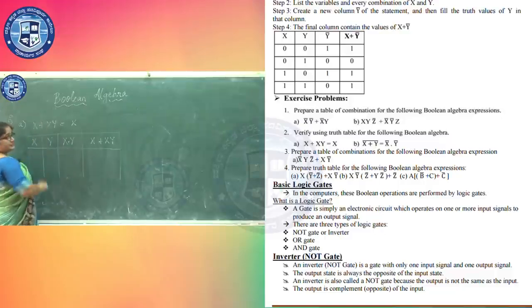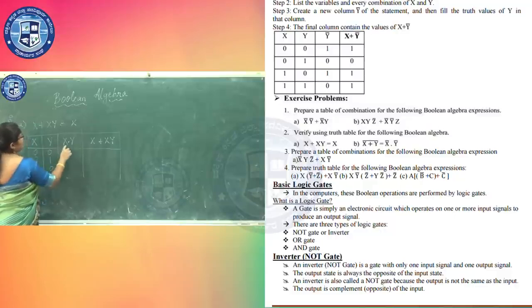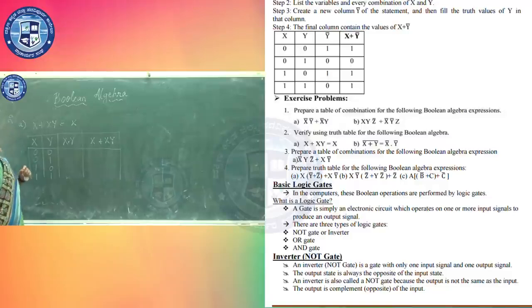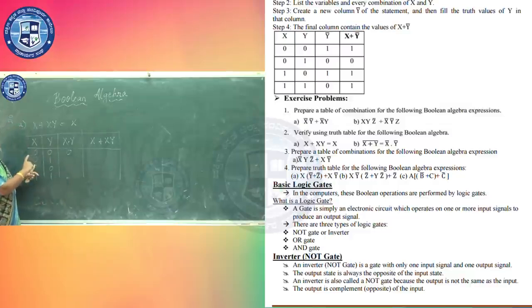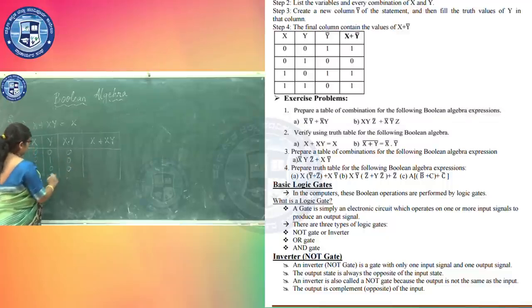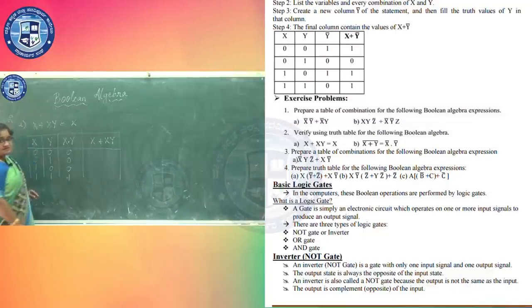I told you there are two variables and we will have to have 4 rows, 0 0 1 1, 0 1 0 1, for x and y. For xy, I want both the values to be 1, only then the value will turn out to be 1. 0 and 0 is 0, 0 and 1 is 0, 1 and 0 is 0, and 1 and 1 is 1. I have both the values and that will turn out to be 1.